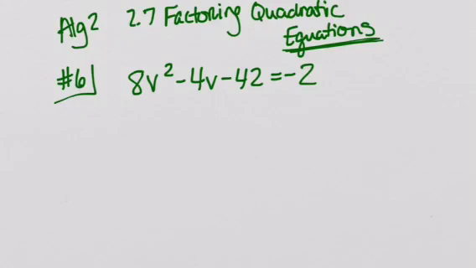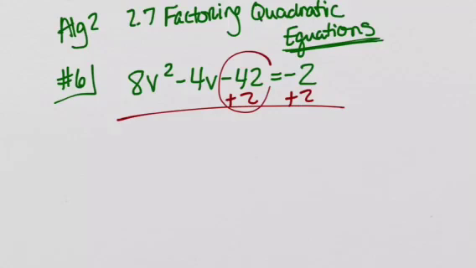Okay. So this is a quadratic equation because the highest degree of the variable is squared and it has an equal sign in it. So the first question is, is it in standard form and is it set equal to 0? Well, it's not set equal to 0, so we need to plus 2 on both sides. Notice that I did this together, put the 2 under the negative 42 so that my like terms were lined up. I get 8v squared minus 4v minus 40 equals 0. Additive inverses, they go away.